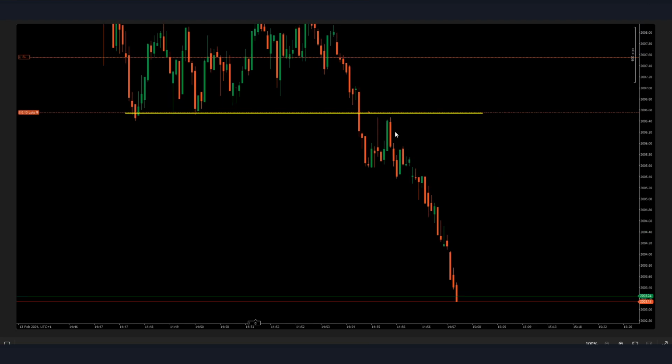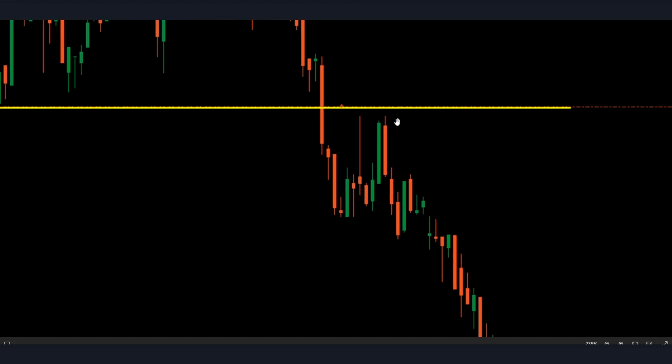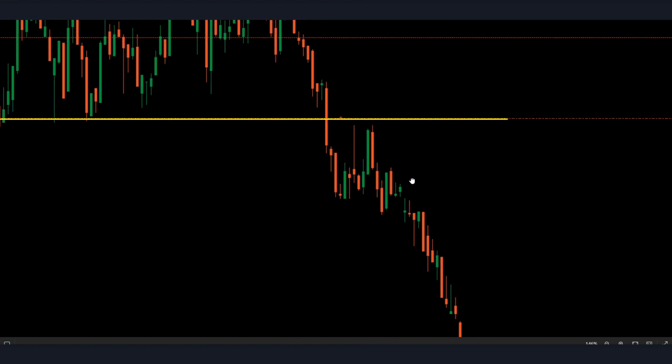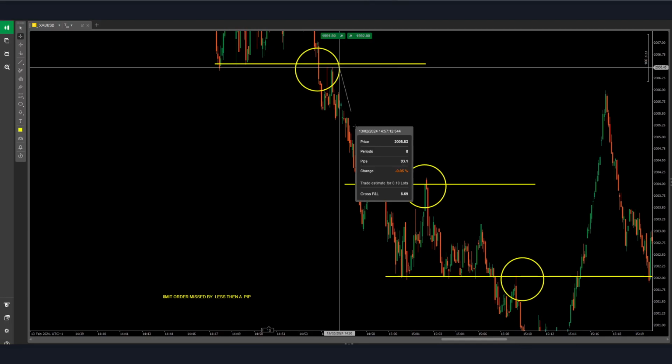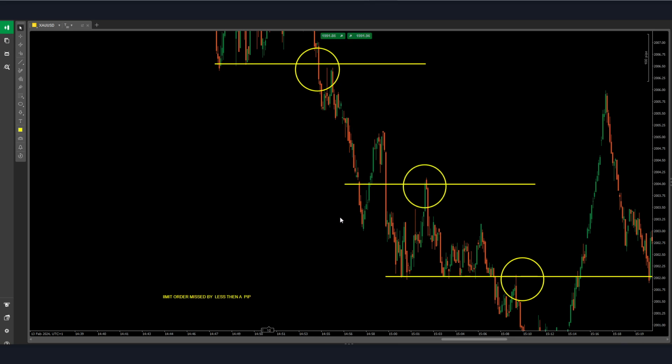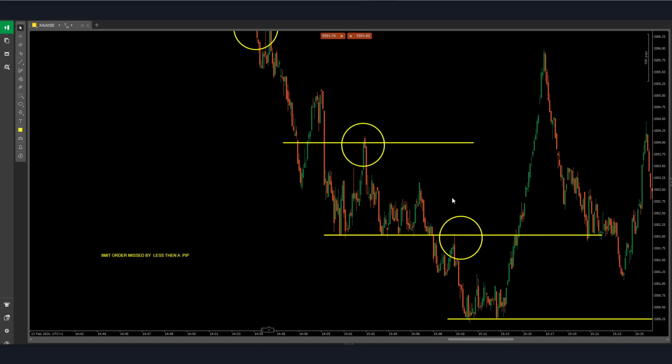I can delete this. Got missed by, I don't know, a pip or less. Look. And yeah, it would have gone into a win. Furthermore, this one would have been a 30 pip win. Then this one is just on the 1 minute, makes more sense.